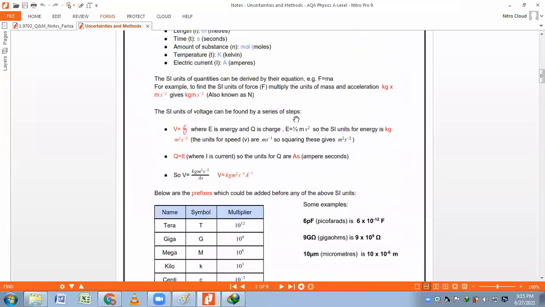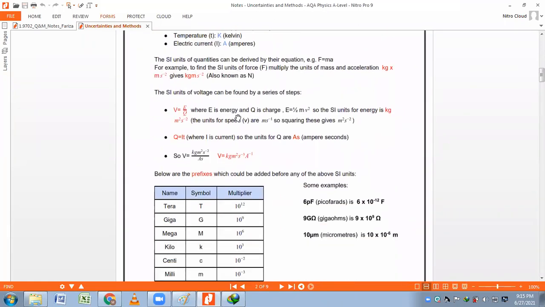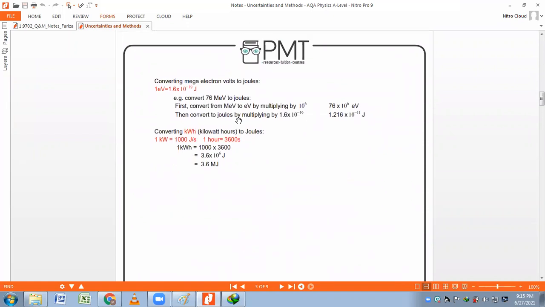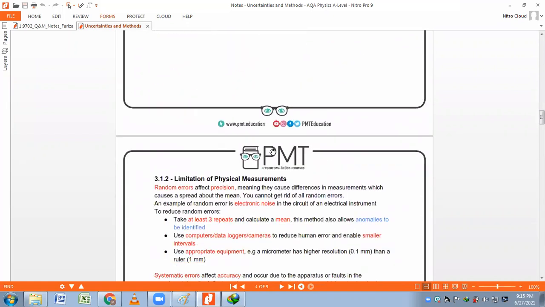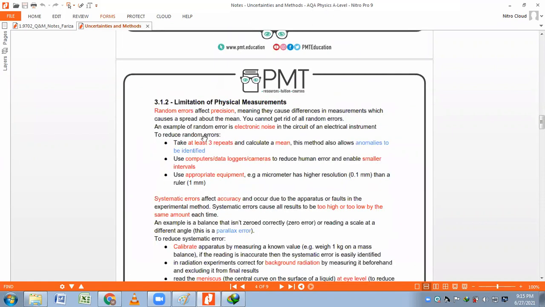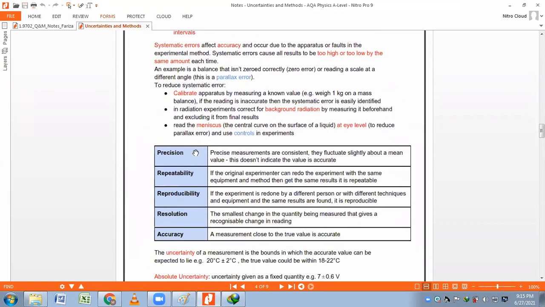I don't see the definition of uncertainty over here. They have just directly started through the notes, and okay, I think it's a bit later. We have errors, random errors, precision, resolution, accuracy. Repeatability is when the original experiment, with the same experiment method, gets the same results. Okay, this one is redone by different personnel, different things, and it's reproducible.